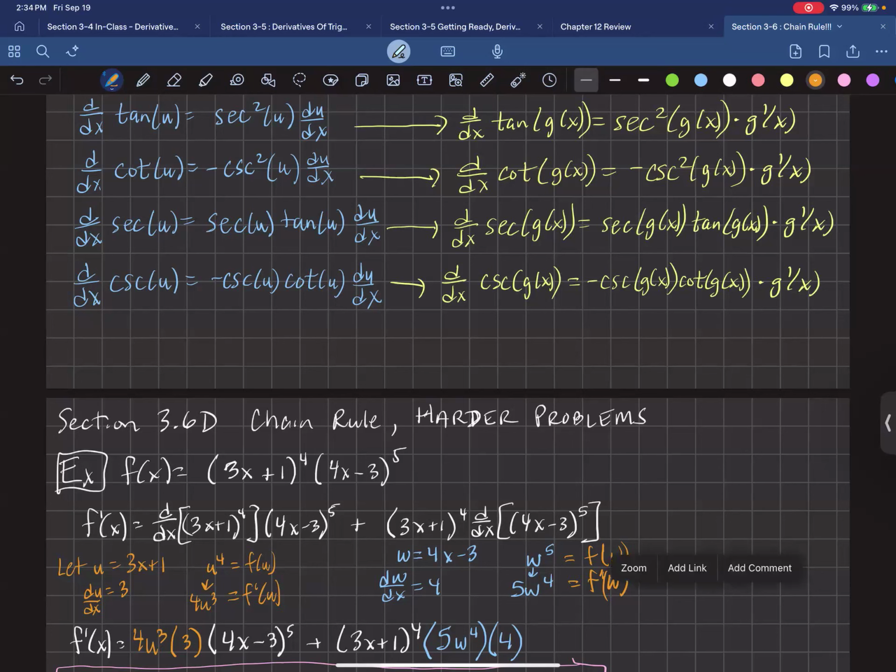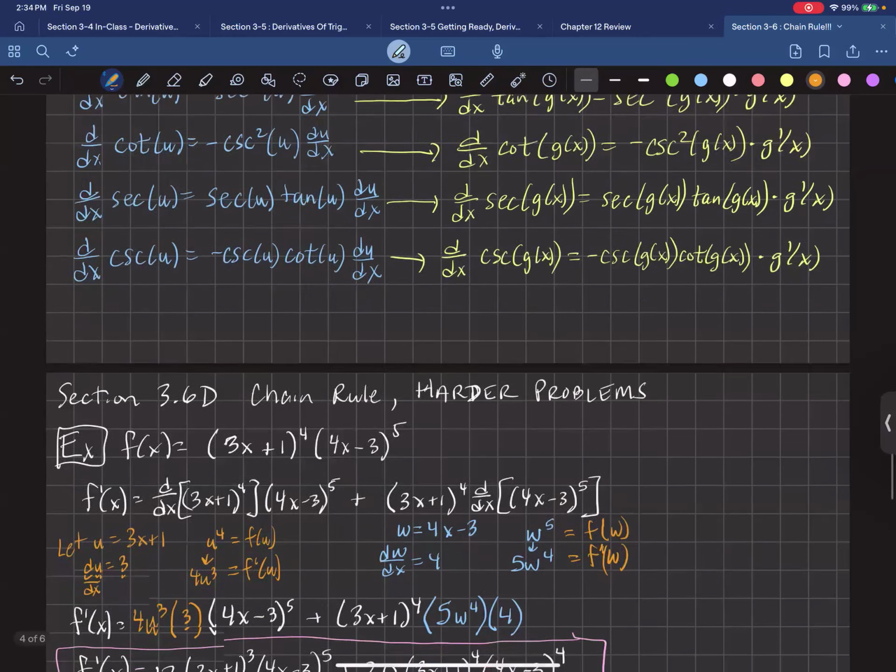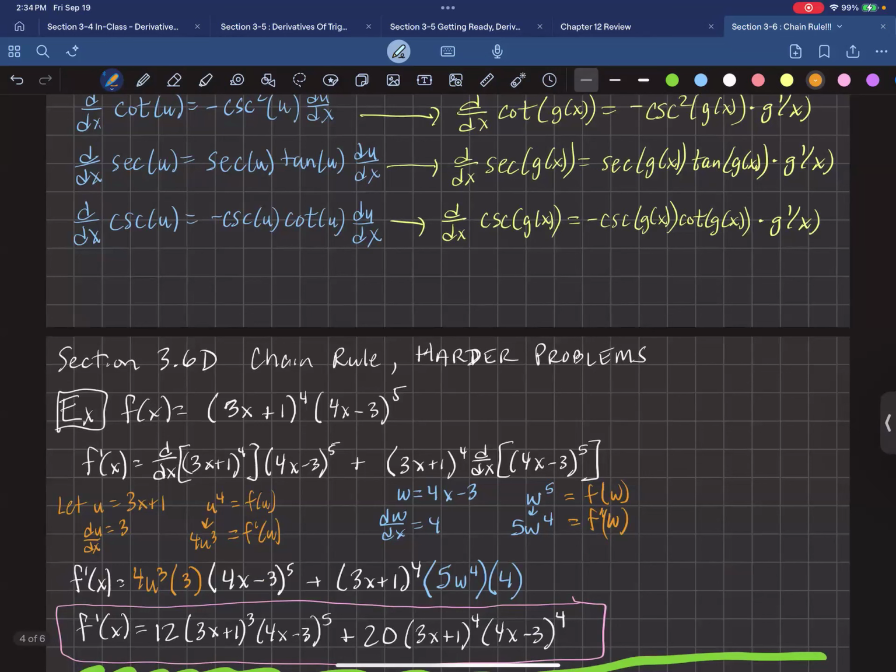Okay? And then I just cleaned it up. I multiplied the 4 and the 3 together. I replaced u with (3x + 1) to the fourth. Here I multiplied the 4 and the 5 together. That's 20. I left the w to the fourth at the end so that they would both be in the same order. And this is what we get. And you can leave it like that. There's no real need to clean that up anymore. Okay.